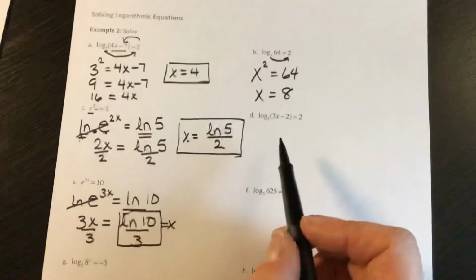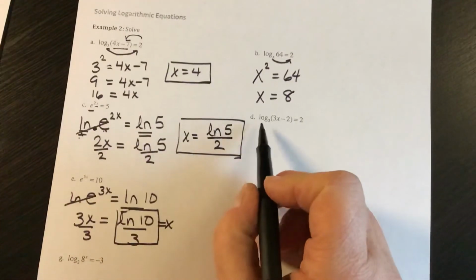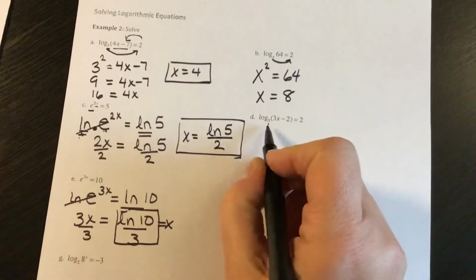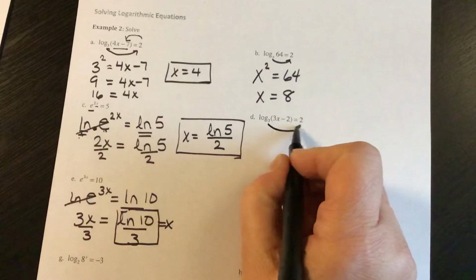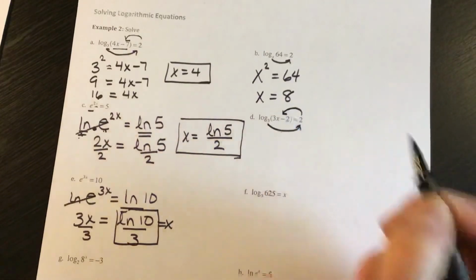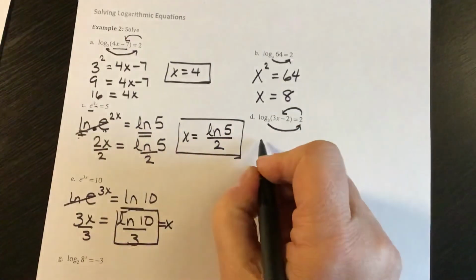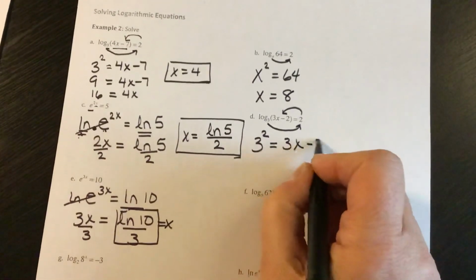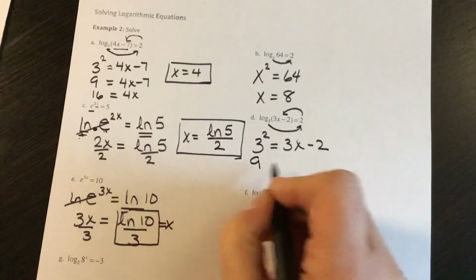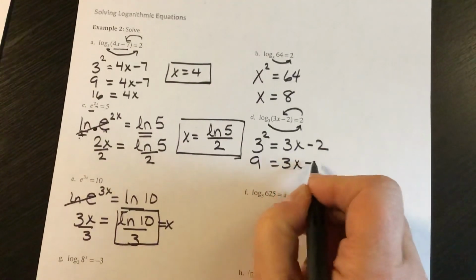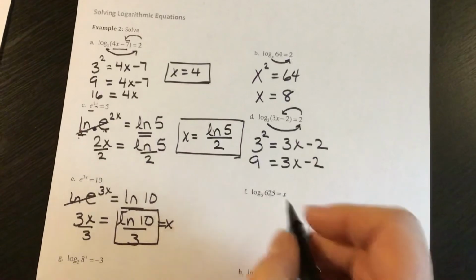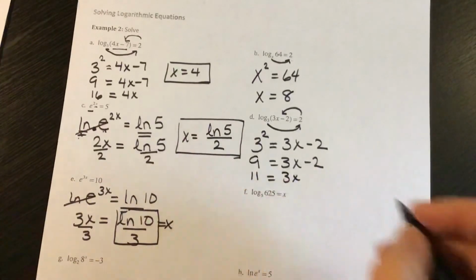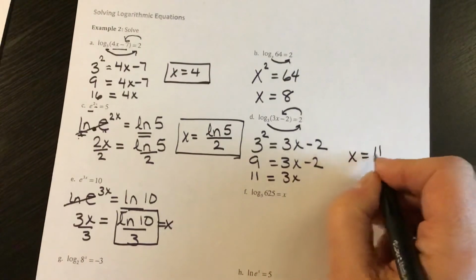Let's do part D. On part D, here I have a log sentence, so I'm going to write the exponential sentence. So I have 3 to the second power equals 3x minus 2. So this is 9 equals 3x minus 2. Add 2 to both sides, so that would be 11 is 3x. Divide by 3, and x is 11/3.